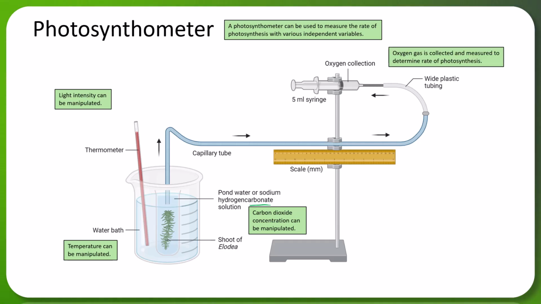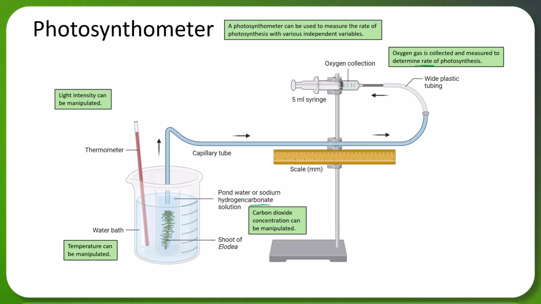We can manipulate all of these variables, but ultimately what we are measuring is the oxygen gas that is being collected as a byproduct of photosynthesis, because as this plant photosynthesizes, it is producing oxygen gas, which can be contained within this tubing and collected with this syringe. These syringes have markings or gradations, and we can measure the amount of oxygen gas given off. We can determine the rate of photosynthesis based on the amount of oxygen collected.